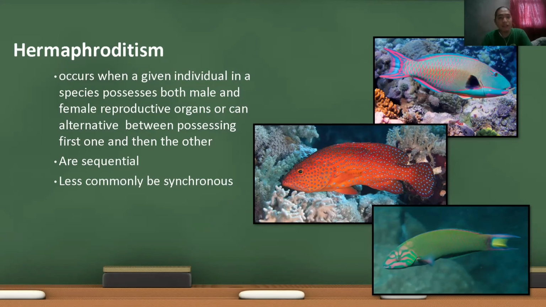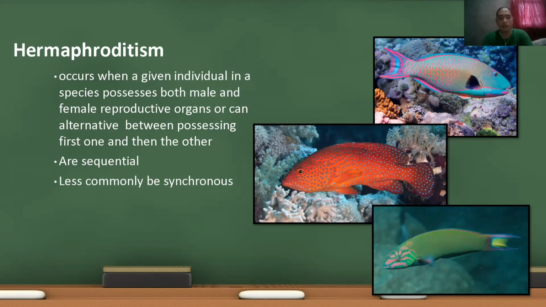Hermaphroditism in species can also, less commonly, be synchronous, meaning they simultaneously possess both ovaries and testicles, but they cannot function as either sex at any one time. So they possess both ovaries and testicles, but they cannot use them simultaneously when they are dealing with reproduction.